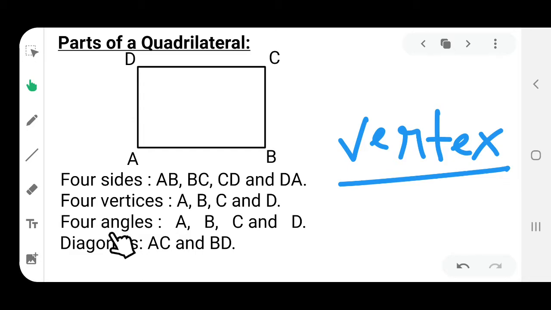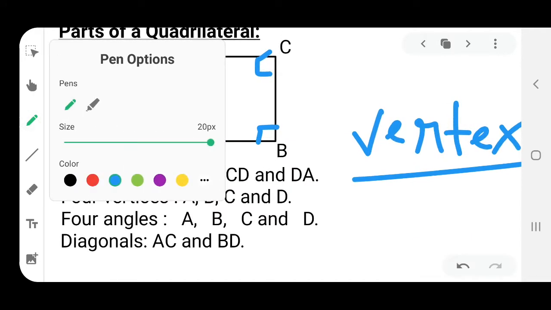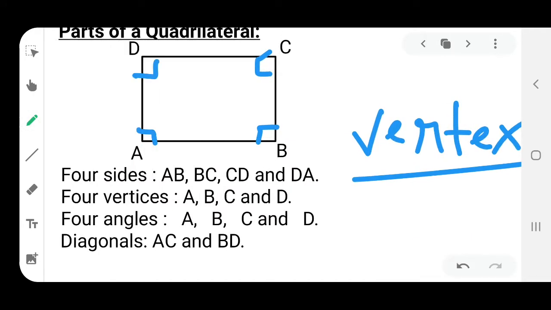Then it has four angles, right? This is what is called an angle here. So here a total of four angles are formed: angle A, angle B, angle C, and angle D. Okay, four angles.